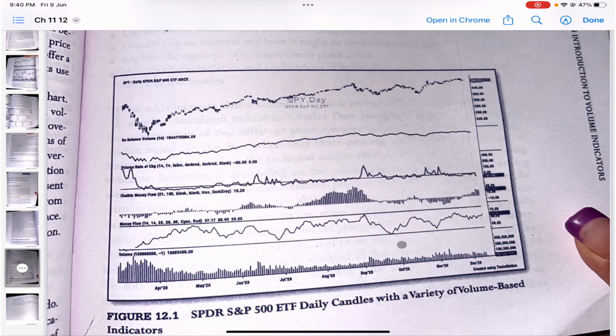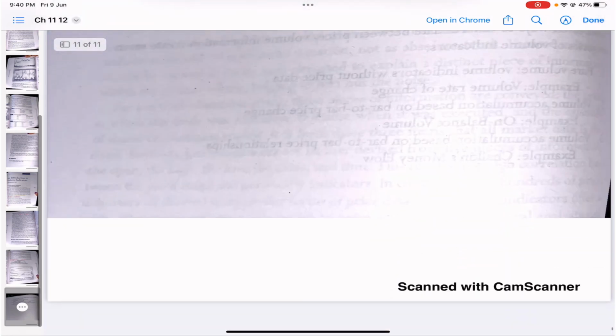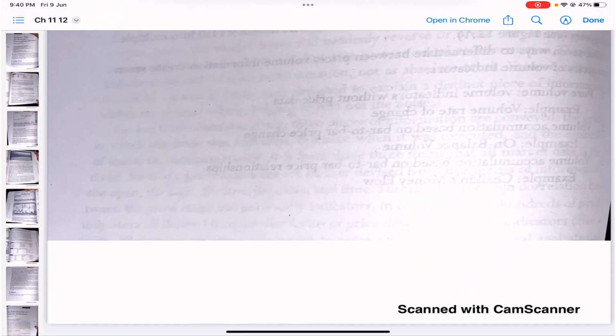So I hope you understood this chapter. This was a pretty basic chapter wherein you just got introduced to volume indicators. In the next levels you will be studying them in detail, but that's it for now.